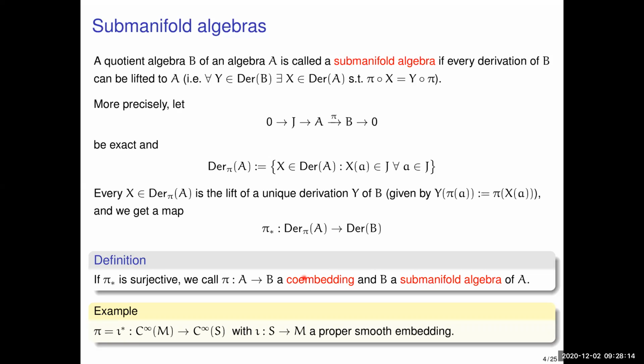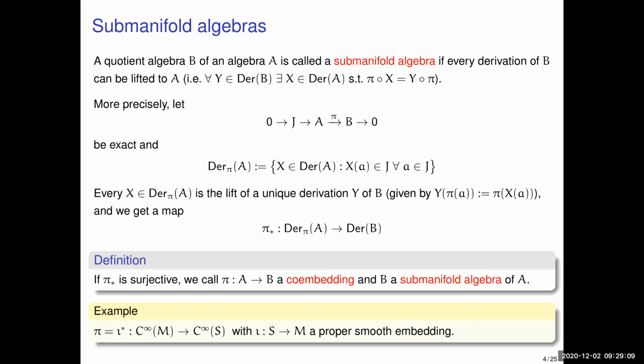I want to give a name to the map, not only to the algebra B itself, because I'm going to refer to it. So what was the main motivation to introduce this notion of submanifold algebra? The main motivation is the example of closed embedded submanifolds. So if S and M are smooth manifolds and i from S to M is a proper smooth embedding, I mean a smooth embedding and a proper map, then you can call pi the pullback of this i, and the pullback is surjective, not only surjective, but is a co-embedding. So every vector field can be extended from a closed smooth submanifold to the whole manifold M.